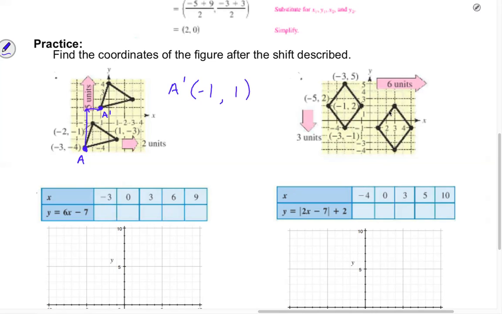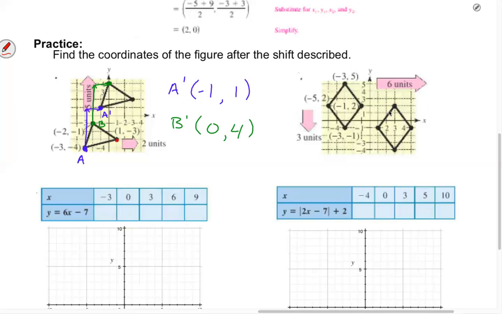How'd you get -1? A is (-3, -4). So the shift is 2 to the right, so -3 plus 2. And then it's 5 up. So here, this I was calling B. So B prime would be, we'll take B and move it up 5 units: 1, 2, 3, 4, 5. And to the right 2: 1, 2. So that's B prime. Well, if I add 2 to -2, that's 0. And if I add 5 to -1, that's 4.